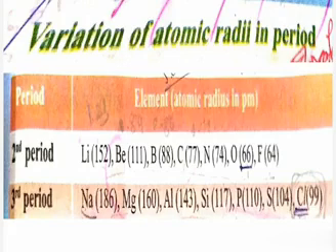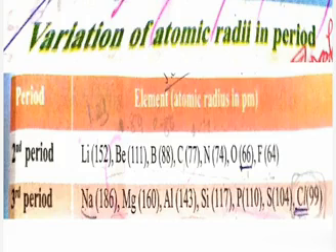Therefore there should be no change in the distance between the nucleus and the outermost shell, but the nuclear charge increases because of the increase in the atomic number of the element in the period. Hence the nuclear attraction on the outer shell electrons increases. As a result, the size of the atom decreases.